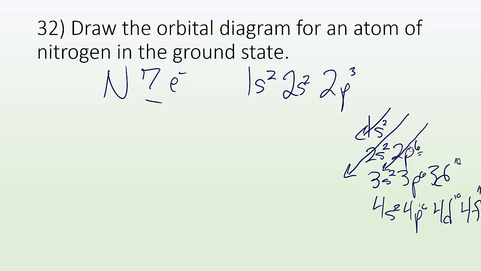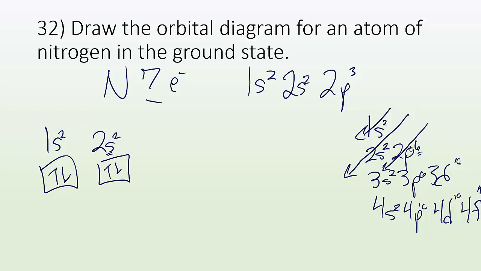So the orbital diagram is going to be showing the boxes. So I do 1s, and then I draw a box, 2 electrons, so up and then down. 2s, 1 box again, because it's just the s sublevel, up and then down. Now the 2p3, I know the p sublevel has 3 boxes, so boom.